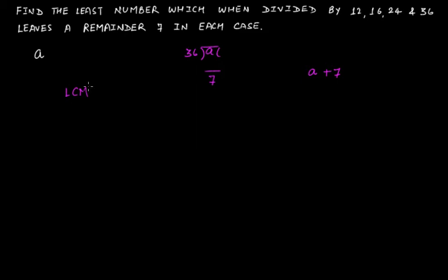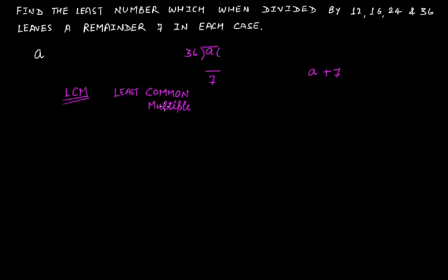Why LCM? Because only a common multiple of 12, 16, 24 and 36 can be divided by all these numbers, right? A common multiple will be such a number that will be divisible by all these numbers, and since it has to be the least number, therefore you'll have to find the LCM, that is, least common multiple.